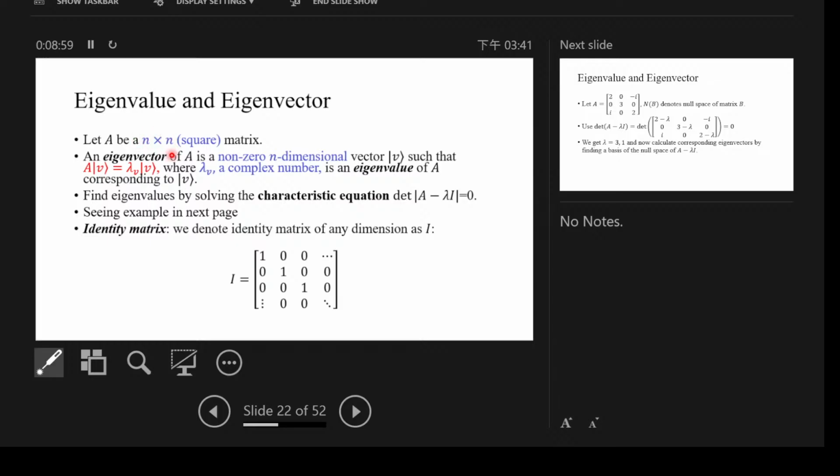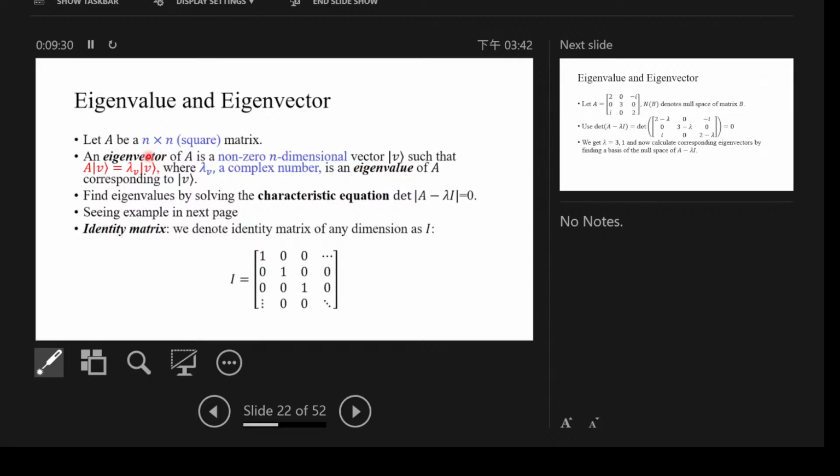Okay. And then there are eigenvectors of this matrix A, and they are non-zero n-dimensional vectors V such that they satisfy this equation. I should have made this equation bigger, but this is the most important equation here. So this eigenvector equation is A multiplying on some vector equal to some number. This number is called the eigenvalue, so some lambda V.